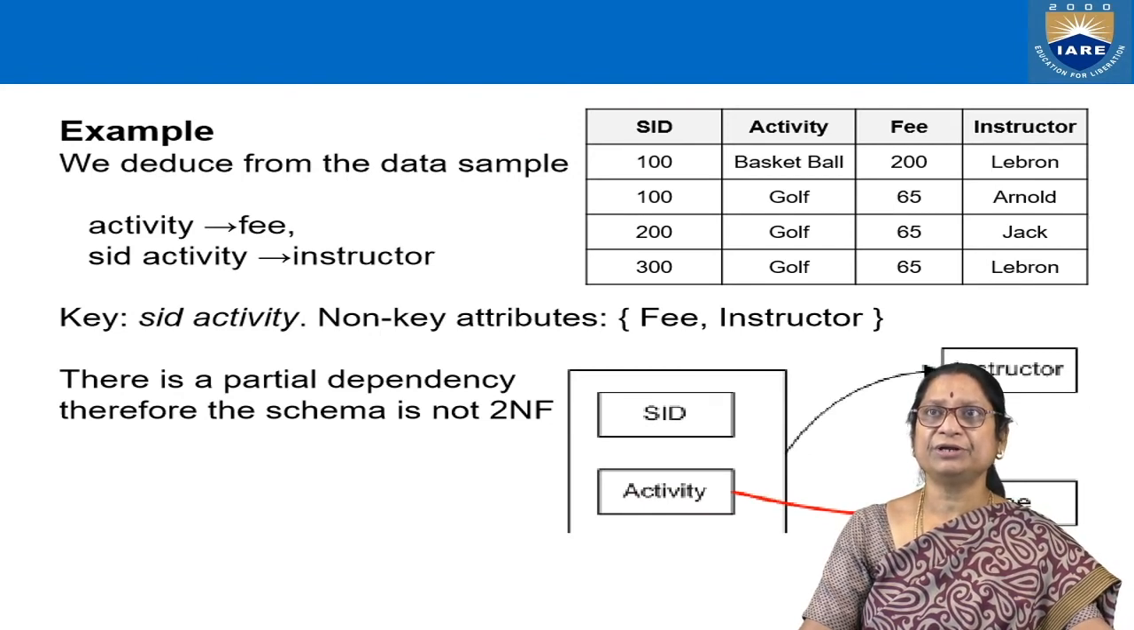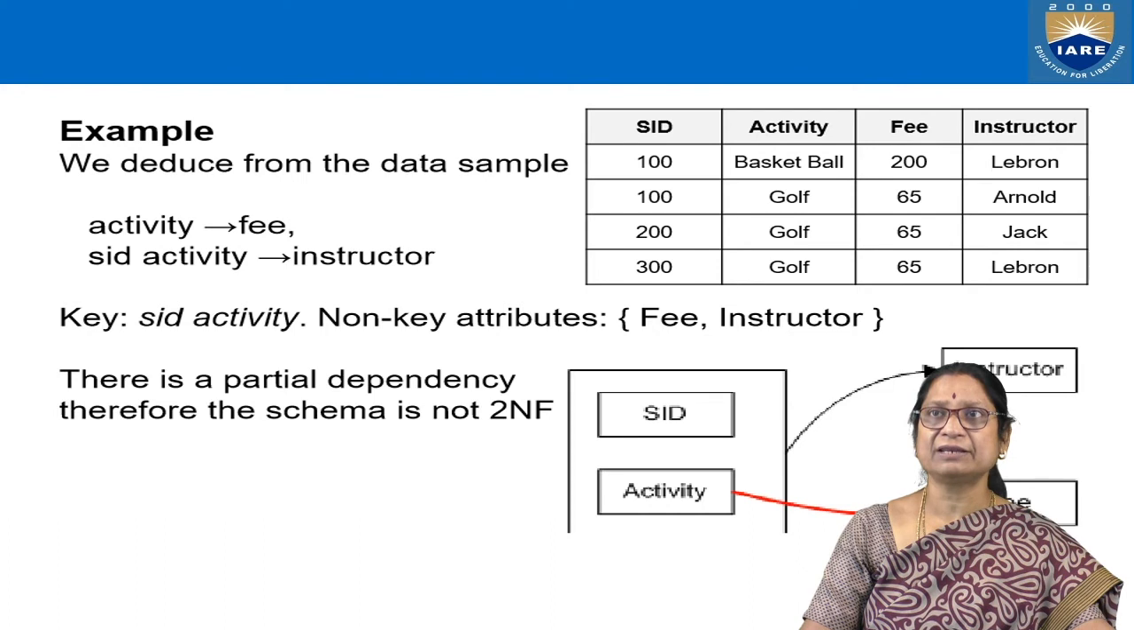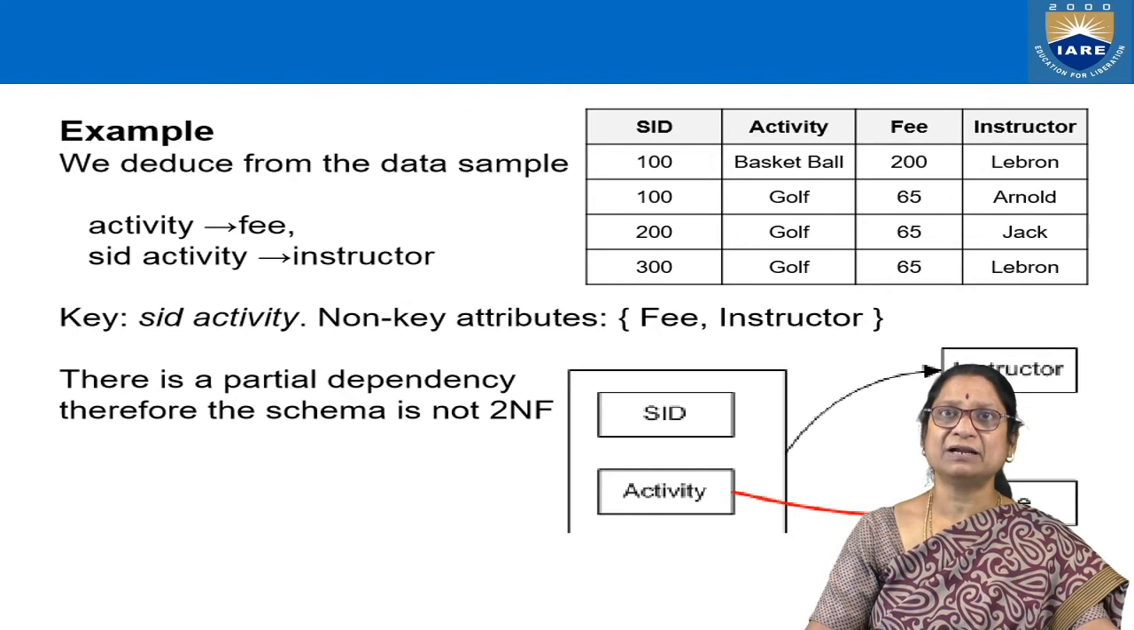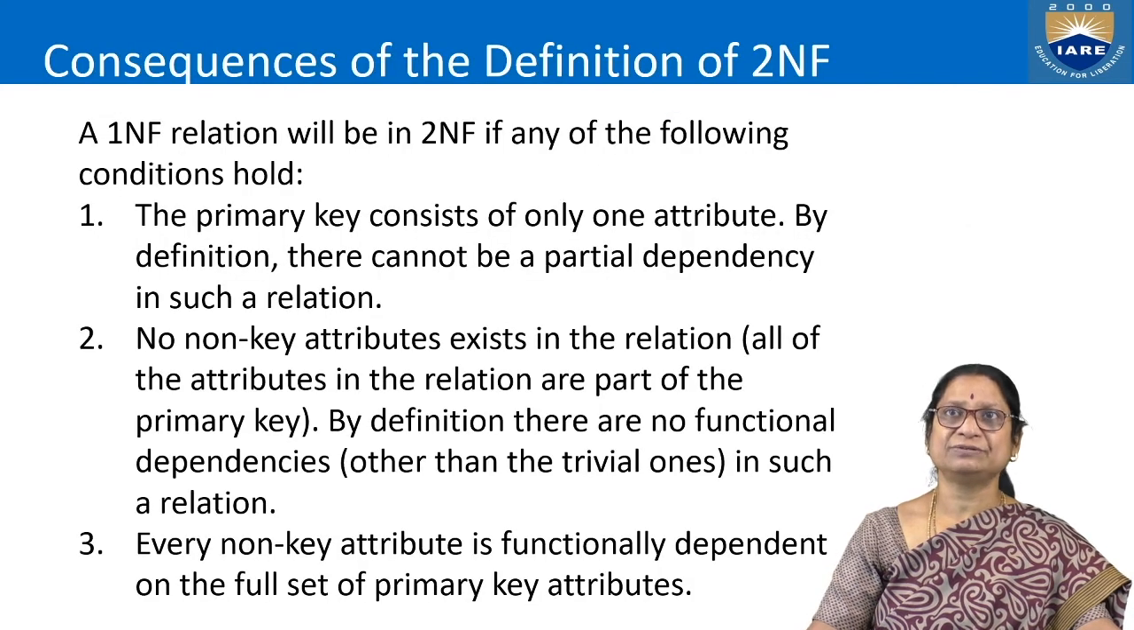So here we are going to consider some other examples also. Student ID, activity, fee, instructor. Activity determines fee. Student ID, activity determines instructor. If student ID and activity are a combination of the key, then one is fully functionally dependent, another one is part of the key. Activity determines fee is a partial dependency. So that's why we can decompose our relation into sub-relations.